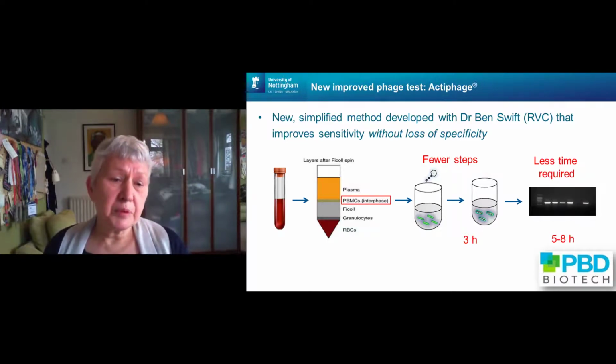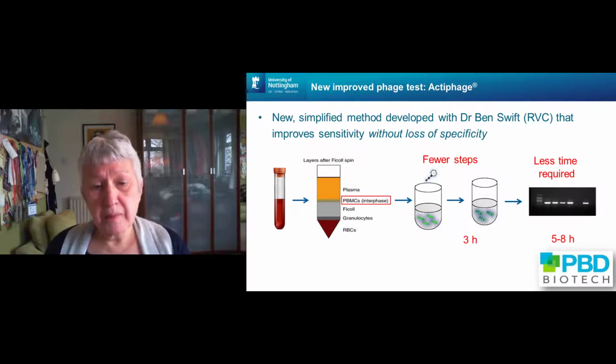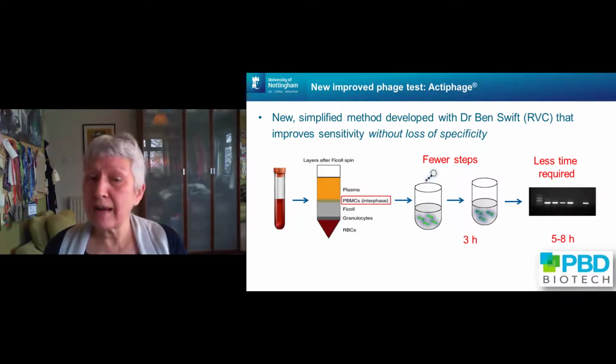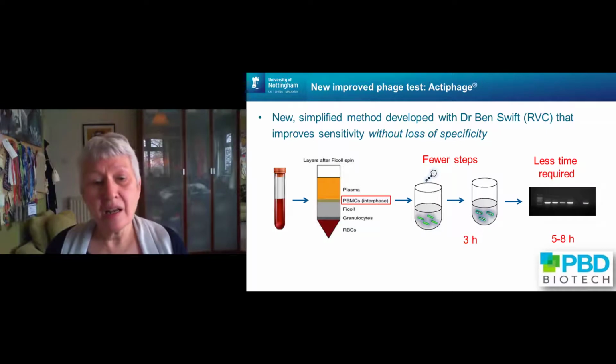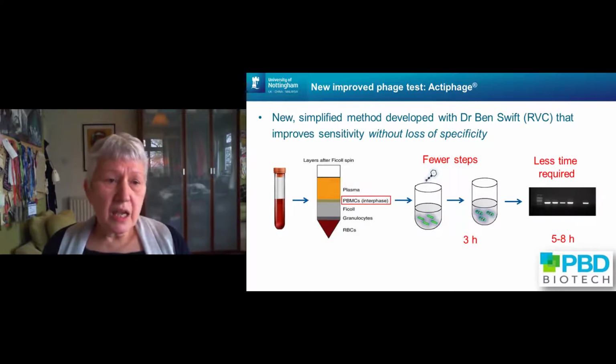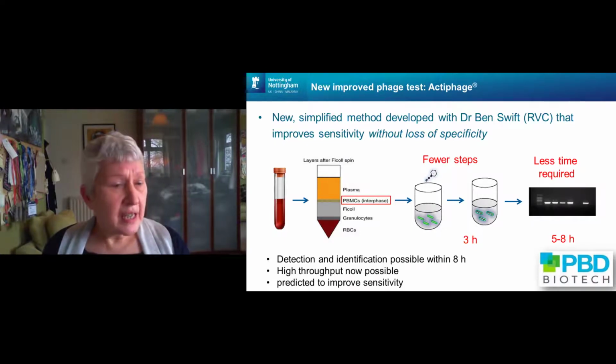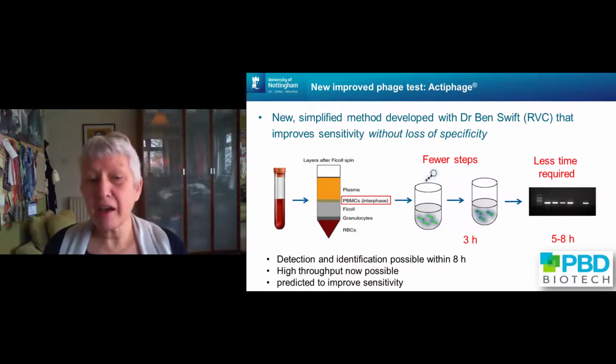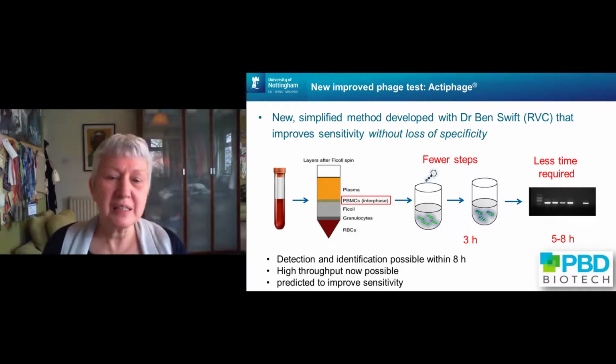So blood samples prepared. The white cells are broken open, and the cells are released into the media to get them metabolically active. We add the virus. We wait 3 hours. That's our DNA extraction done. Clean up the DNA on a column. Run the PCR. So the whole test can now be done in 5 to 8 hours. So we showed we could do this now within 1 working day. It's much more high throughput, formatable, as it were.